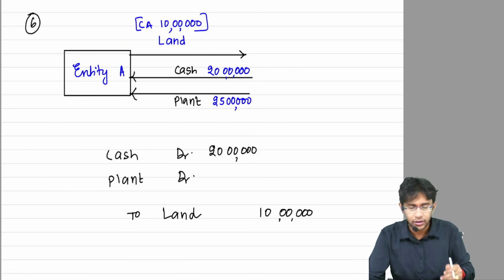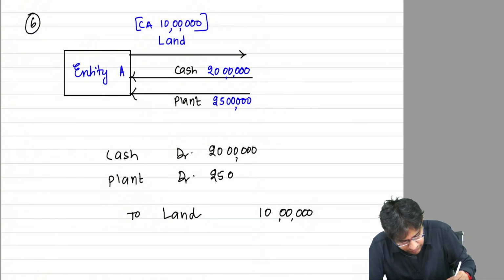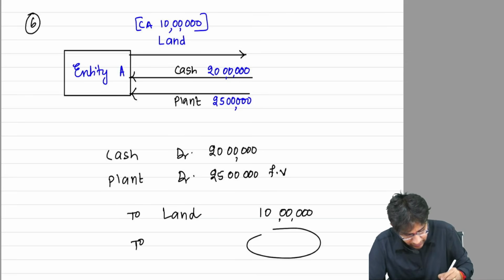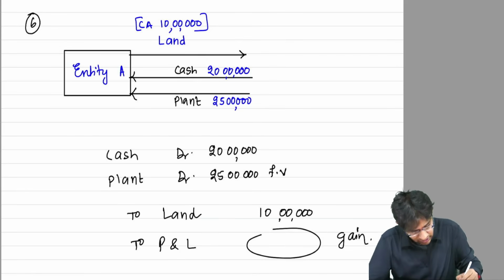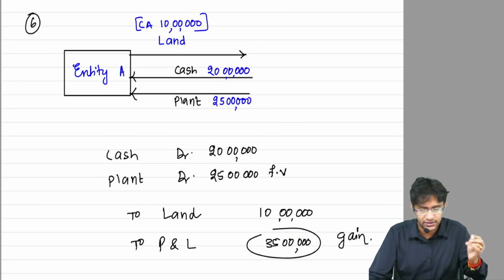Gone. Now, the only thing is, at what value must plant be recognized? The fair value of plant is given to you. That's it. The entry does not tally now. Whatever gap is there is gain, which will be recognized in the P&L account. So, how much gain is there? 35 lakh rupees gain. Next question's answer, services.